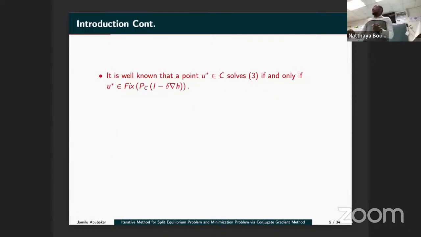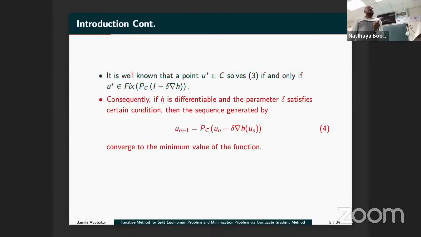So let's now recall ourselves for the minimization problem. Recall that in the fixed point iteration method, a point x star in C solves the minimization problem that I've shown earlier in equation 3, if and only if it is a fixed point of this operator, right? Where this is a gradient of the function that we are trying to minimize. And consequently, due to this fixed point characterization, we can have an iterative method here using this operator. If you look at it, this is a kind of Picard iteration, and this iteration has been shown to converge strongly to the minimum solution of this point. But the only thing here is there are some strong assumptions that need to be considered in order to get the convergence here.